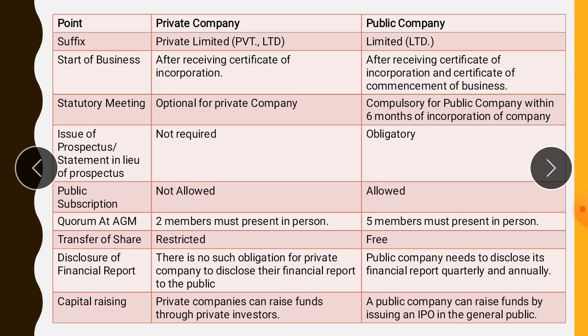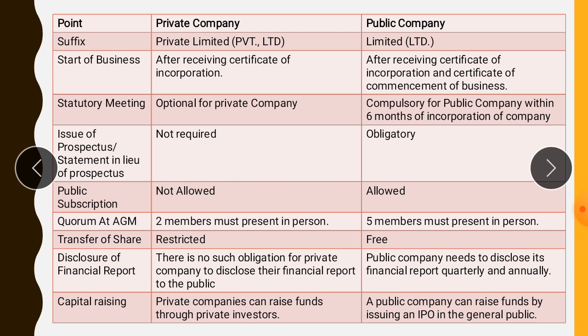Next point, statutory meetings. So statutory meeting for private company is optional. It's up to them whether they want to conduct or not. It's optional for private company, and in case of public company, they should conduct statutory meeting within 6 months after incorporation of the company. It is compulsory or mandatory for a public company.